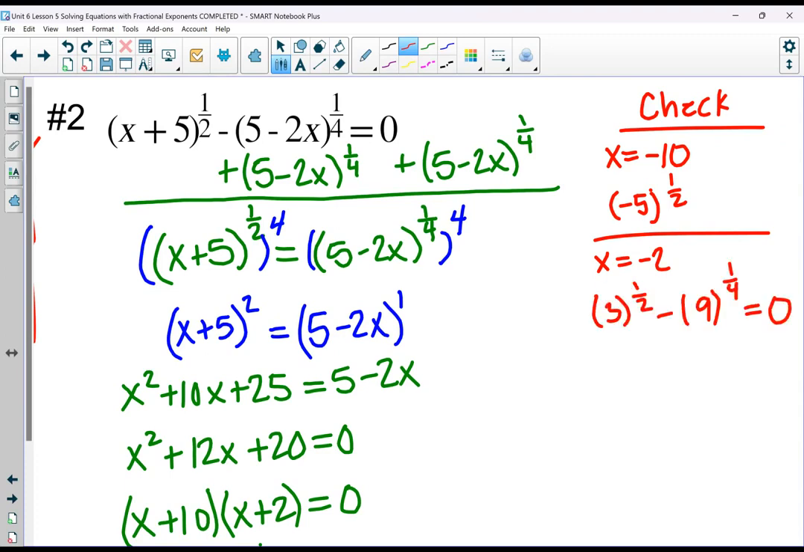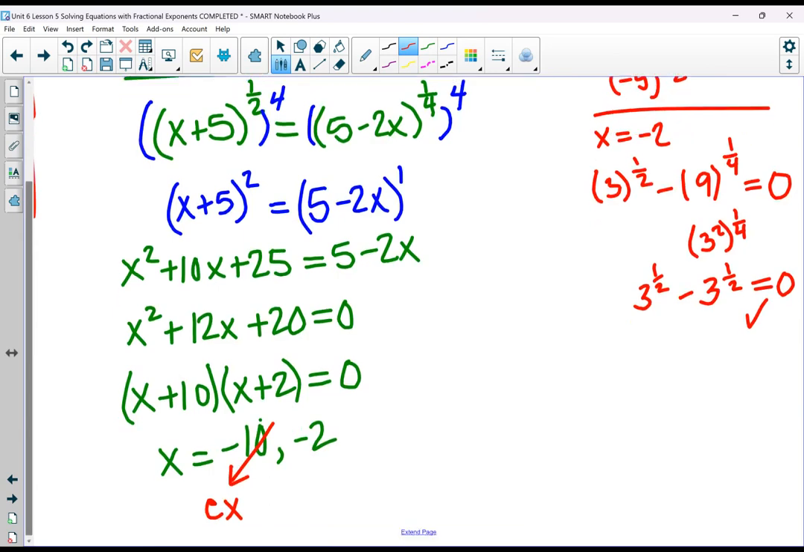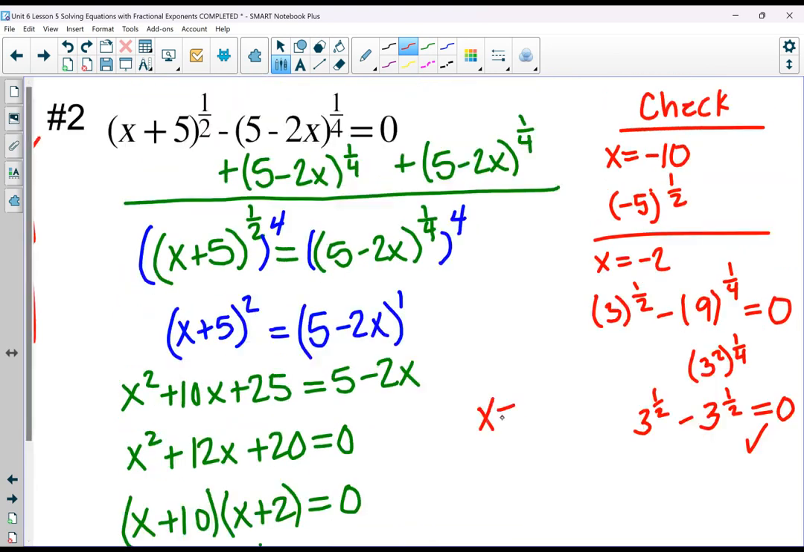I want that to be equal to 0. I don't know if this is 0 yet, but I do know that 9 can be rewritten as 3 squared. And I can apply my power of a power property here and rewrite this term as 3 to the 1/2. So if I subtract 3 to the 1/2 by itself, 3 to the 1/2, that is equal to 0, proving that x equals negative 2 is a solution to this equation. So my final answer would be x equals negative 2.